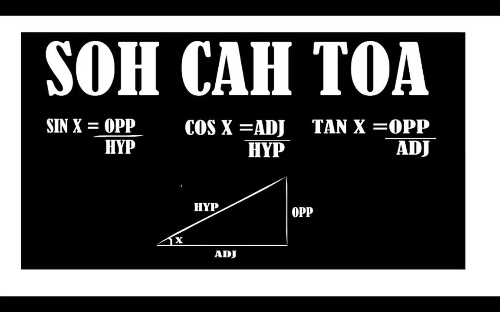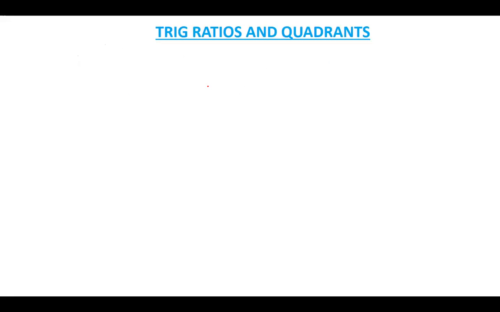So let us also look at SOHCAHTOA. I'm sure most of you have not forgotten what SOHCAHTOA is. SOH means sine x is equal to the opposite over the hypotenuse. CAH, which is cos x is equal to adjacent over hypotenuse. TOA, which is tan x is equal to opposite over adjacent. And that comes from a right angled triangle. So let's move on.